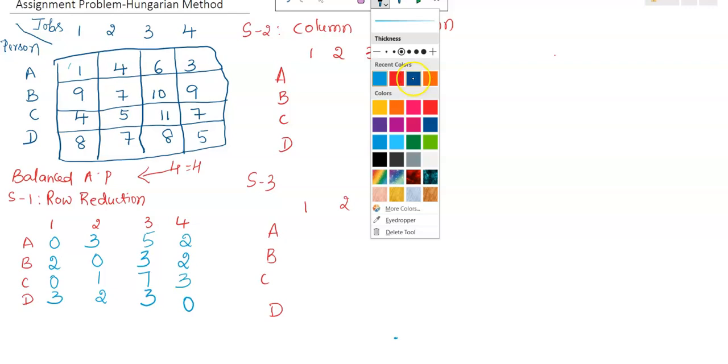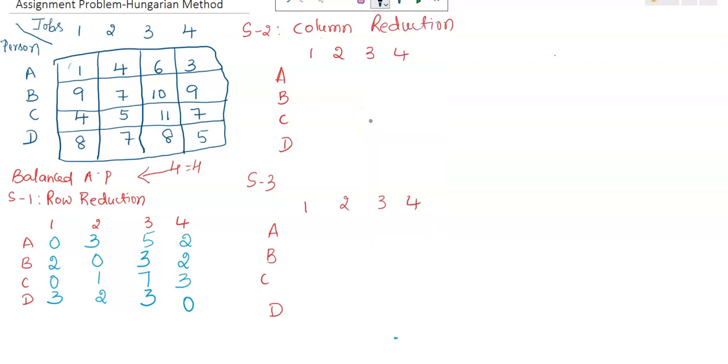The next step is column scanning. In the first column, the least value is 0, right? So when you subtract 0, you will get the same values: 0, 2, 0, 3. In the second column, the least value is 0. If you subtract 0, you retain the same values: 3, 0, 1, 2.